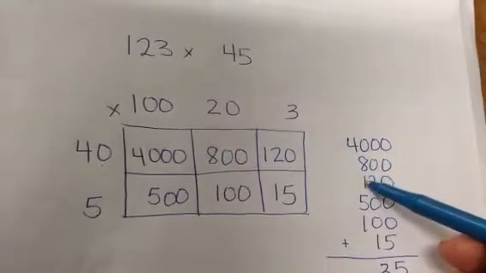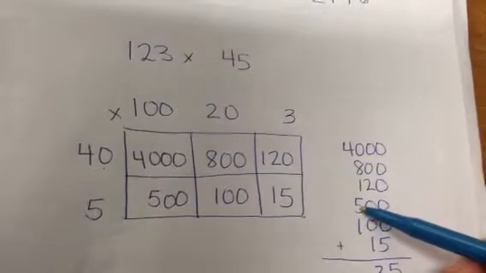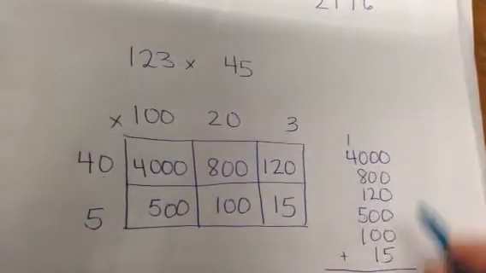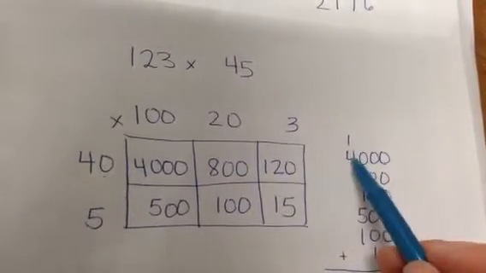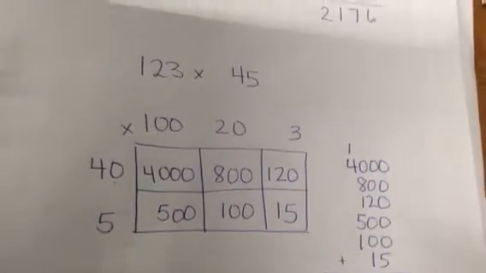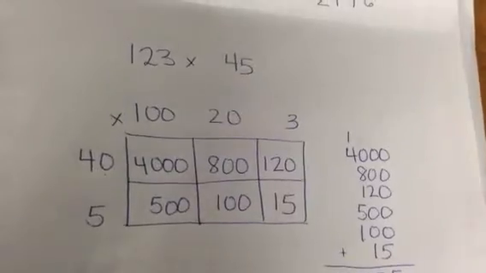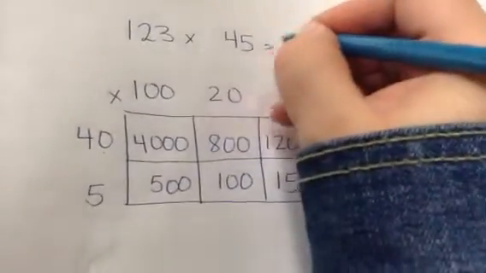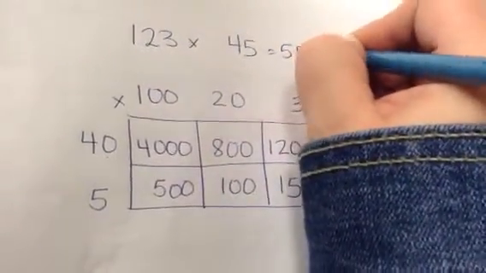I've got 8, 9, 10 hundreds, and 5 is 15 hundreds, which is like 1,500, and 4,000 plus one more is 5,000. So 123 times 45 is 5,535.